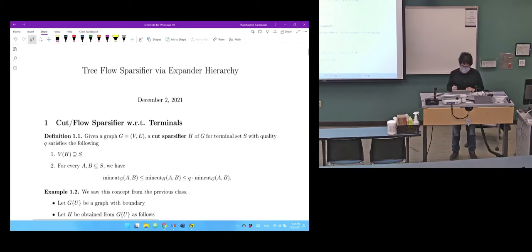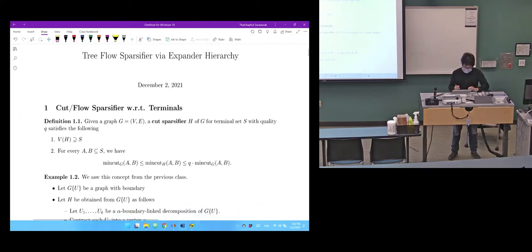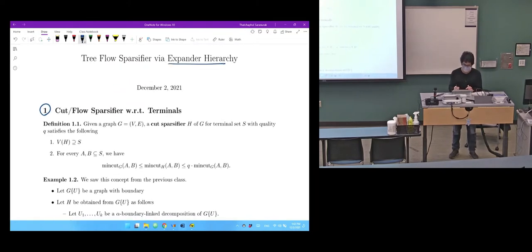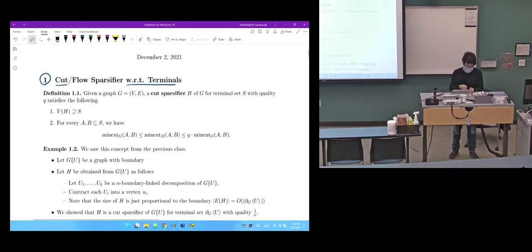Now the next topic is going to be expander hierarchy. This is close to being the climax of the class now. So I want to talk about two concepts before talking about expander hierarchy. That is a cut sparsifier and a flow sparsifier with respect to terminals. The first one, cut sparsifier.